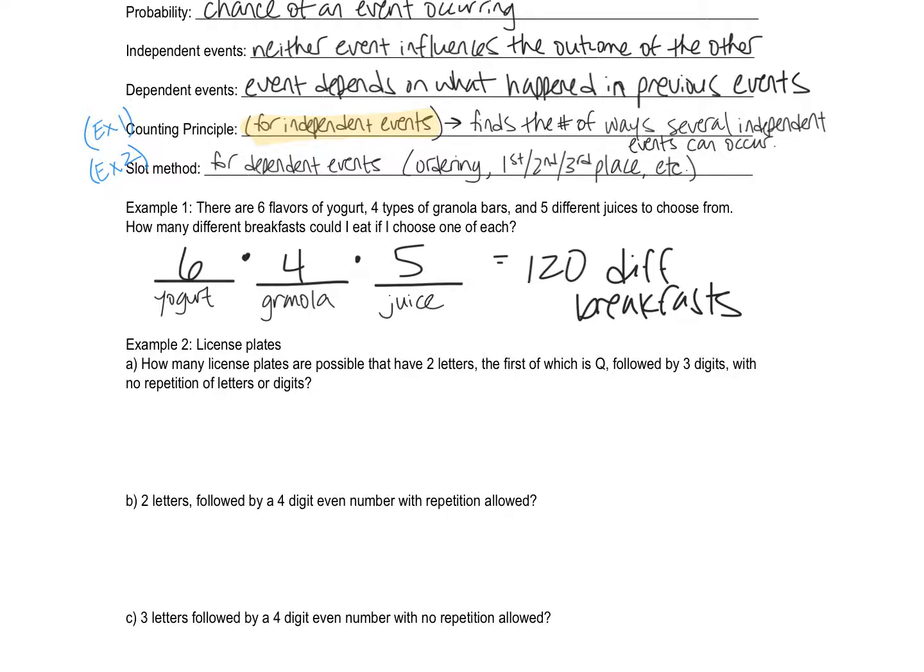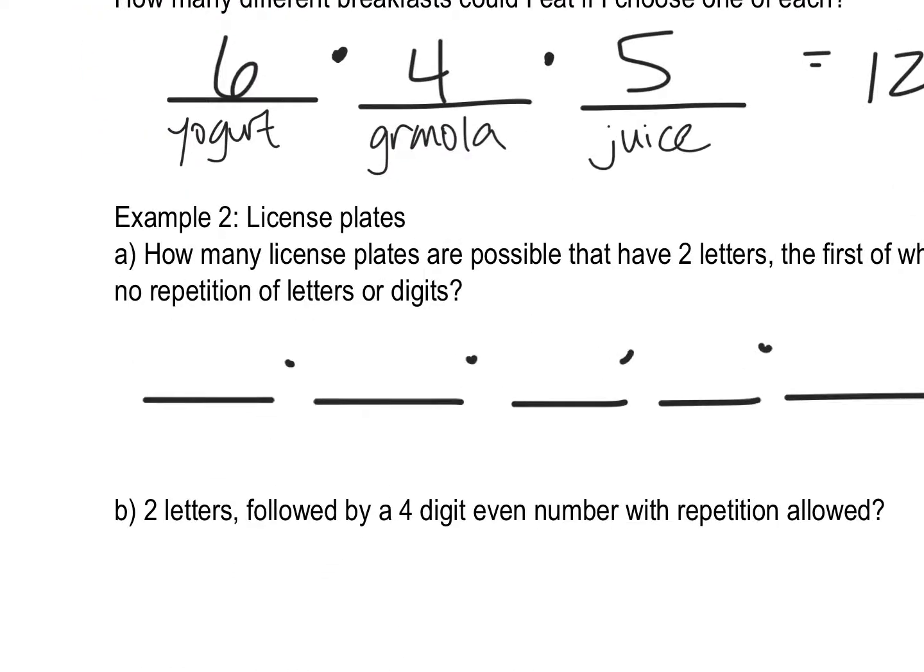So again, I'm going to put my slots out and you always multiply in between the slots. So 2 letters followed by 3 numbers, and I cannot repeat anything. So the first letter, it tells me, has to be a Q. So I know that that letter is going to be a Q. There's only one option of letters that can go first. After that, I have to have another letter, and how many letters are there in the alphabet that are not Q because I can't repeat Q? So there are 25 letters left that are not Q.